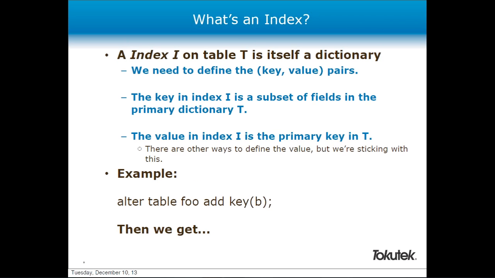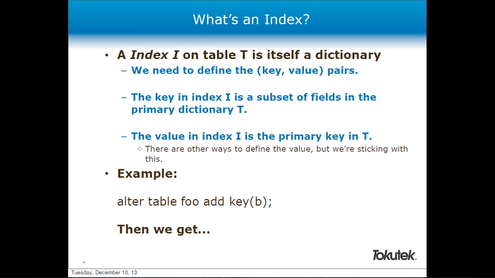I just want to take a second here to point out that when I say the value is a primary key in T, I'm discussing more how InnoDB, TokuDB and TokuMX do it. For something like MyISAM and MongoDB, MongoDB doesn't technically have the concept of a primary key, so it's not the primary key, and neither in MyISAM. But the point is that the value really is a row identifier into the table T. It is some data that gives you a mechanism for retrieving the entire row. For TokuDB, TokuMX, and InnoDB, that's going to be the primary key.